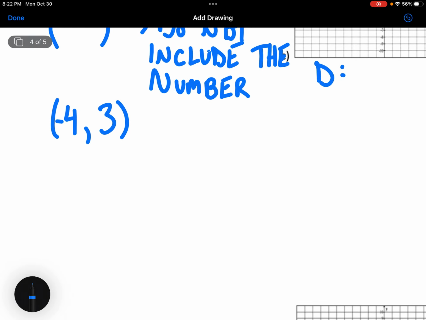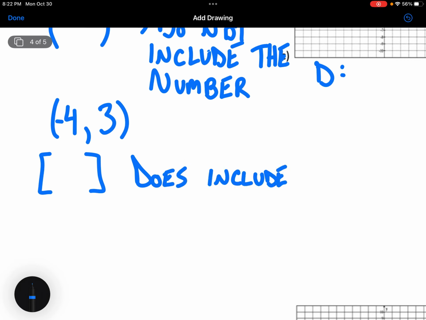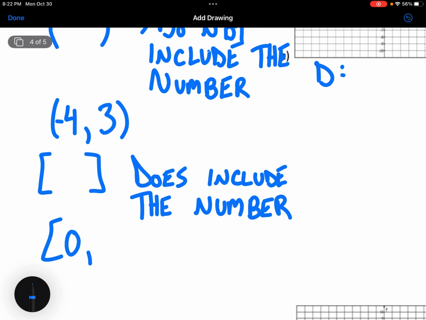Now if we do a square bracket like this, this does include the number. So if I was looking at this and I said 0 to 2, this would be from 0 all the way to 2, including those numbers.